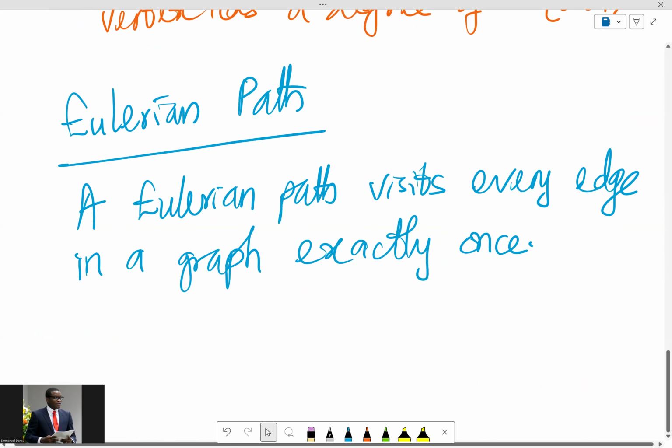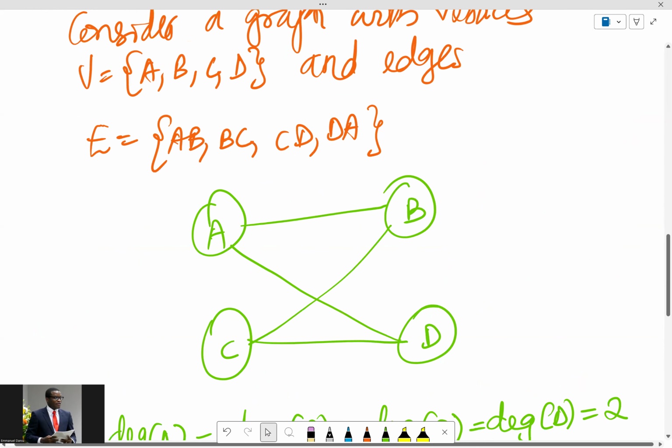So for a path, you just take every edge. Imagine that A, B, C, D are four different cities. You start from A, maybe you live at A, and maybe you have a message to deliver to every other city. You live in city A and you have a message to deliver at city B, C, and D. And then, of course, when you're done, you go back home.